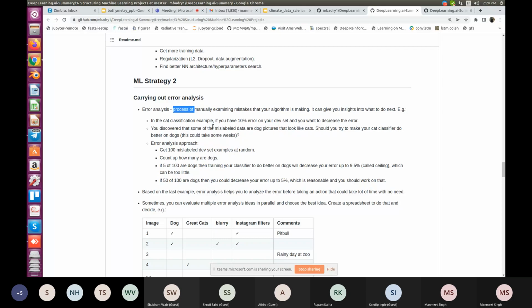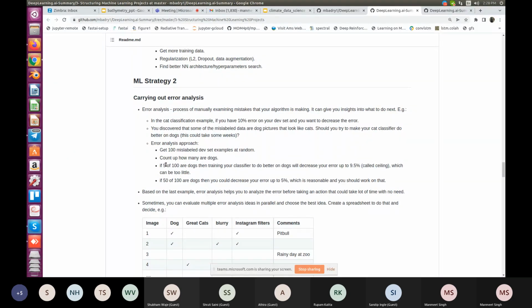Then you can count up how many are dogs. If 5 of 100 are dogs, then training your classifier to do better on dogs will decrease your error only up to 9.5%, which can be too little. So from 10% you can reach only 9.5%, in the case where you count the dogs as 5.